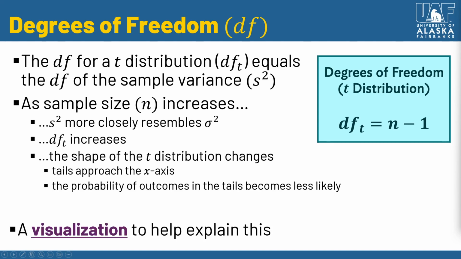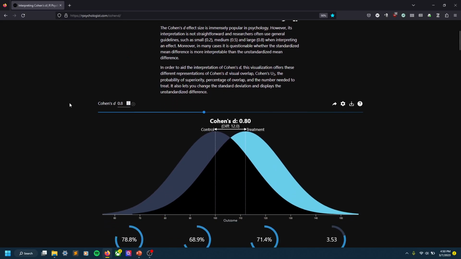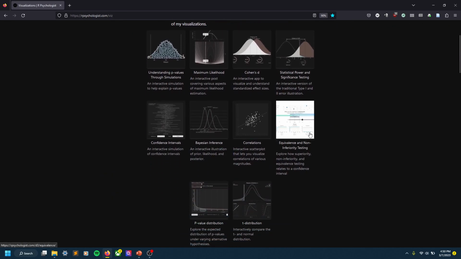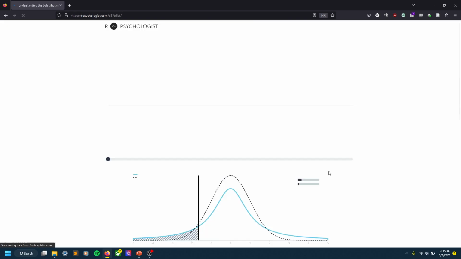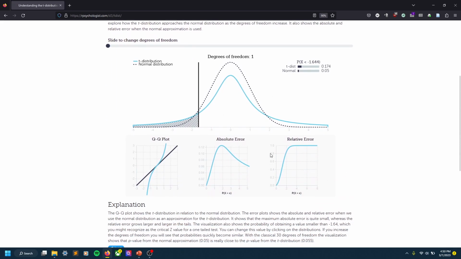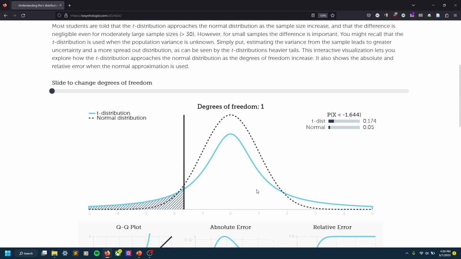So let's look at a quick visualization that will explain this. This is coming from our psychologist. Oh, this is the wrong one. Let me go back here. Okay, t-distribution. There's a lot to take in on this. Let's not worry about all these extra plots. Let's just focus on what this shape looks like.